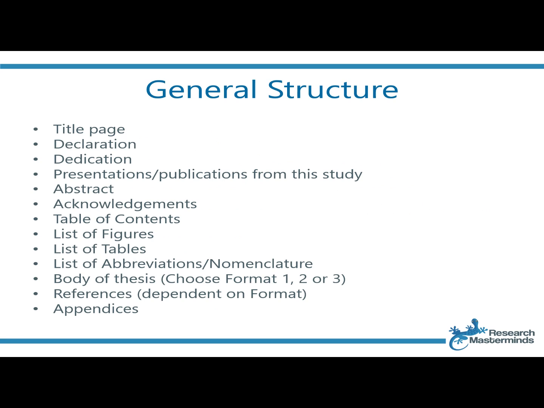So the general structure of your thesis remains very much the same, irrespective of the format that you're using. You'll have your title page, declaration, dedication, and then you'll have your presentations and publications from the study, which also can include your statement of authorship, but more on that later in this video. Then you have your abstract, acknowledgement, your table of contents, list of figures, list of tables, and in another video on the Research Masterminds YouTube channel, you can find more guidance on how to set these up. And then you have your list of abbreviations, the body of the thesis, and that is where you choose your format 1, 2, or 3.